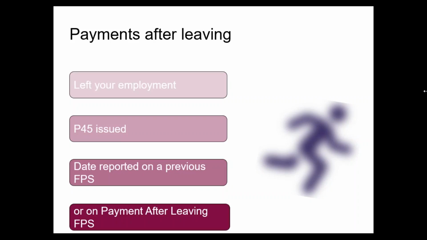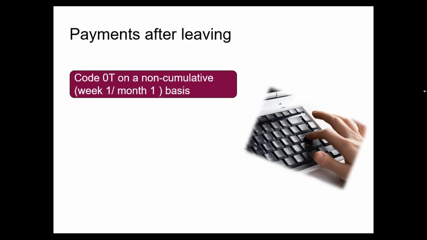So what are the steps you should follow if you find yourself in this position? You use code 0T on a non-cumulative basis to calculate the tax due. You are likely to see this shown in your software as week 1, month 1 basis. This will mean tax is calculated only on earnings in that individual pay period.